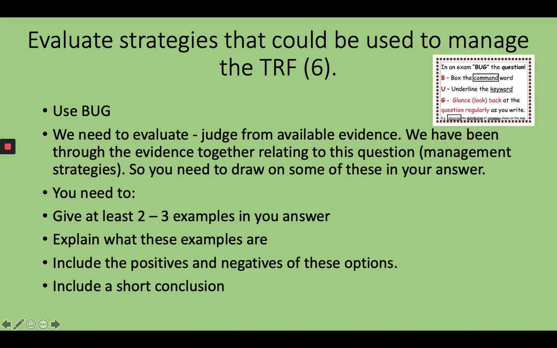We have been through the evidence together relating to this question, which is management strategies, and we've looked at some positives and negatives of those as well. So you need to draw on some of these in your answer. Just a bit of guidance for writing this. You need to give at least 2 to 3 examples in your answer, that's a minimum. Explain what these examples are, so don't just say that it is afforestation. Explain what it is. Then include some positives and negatives about these options, and then include a short conclusion. Once you've had a go at writing this, you need to submit it back to your geography teacher. Thank you.